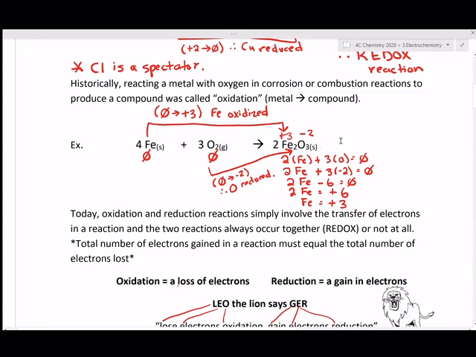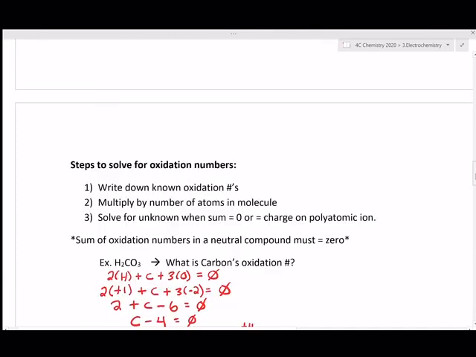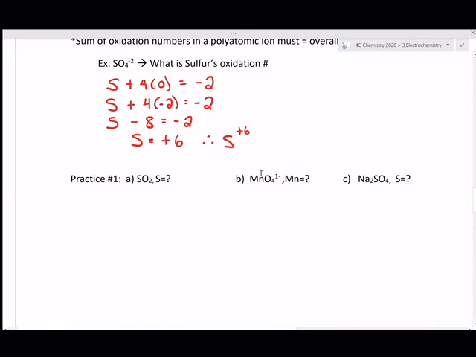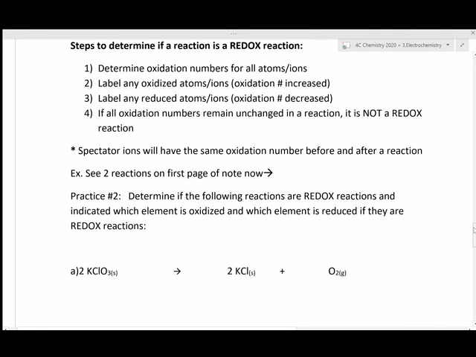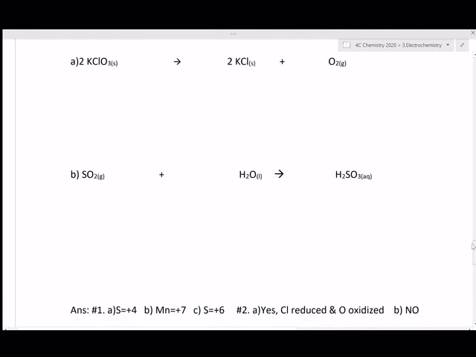Okay, that is all for today. Hopefully you found that kind of review helpful. And don't forget to practice these 3 questions here where you're just solving for one mystery substance. And then I have summarized the steps for figuring out if it's a redox reaction. And you have 2 questions here that you'll have to solve every single number and do what I just did, where you're labeling who was oxidized and who was reduced. Okay, good luck.